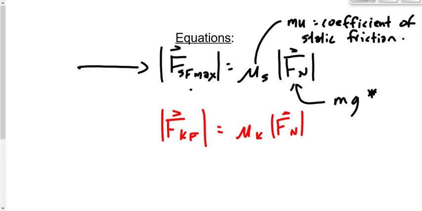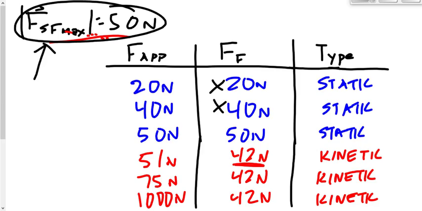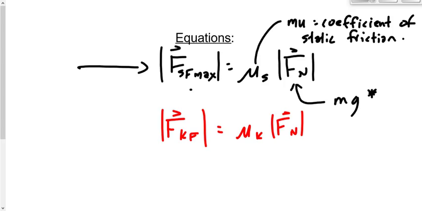Remember, that's not the stubborn force. So whatever we get here is not the maximum possible value. The value that we get when we use the red equation there is this, or 42 newtons. It doesn't matter how fast it's going, doesn't matter how hard I push, the force of kinetic friction will always be 42 newtons if mu times Fn equals 42.